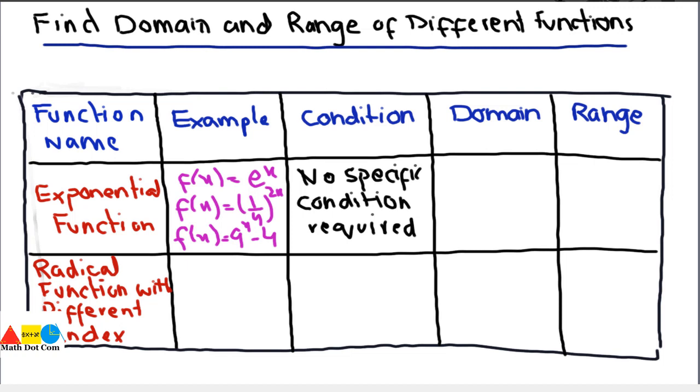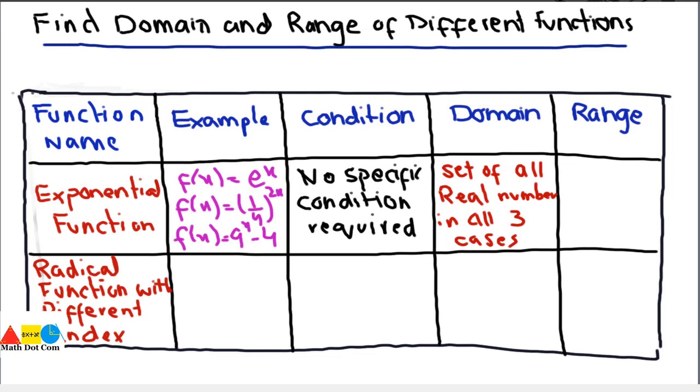So it doesn't matter what the value of x will be. We can say that the domain will be the set of all real numbers in all the three cases. So in all these three cases we have the same domain, that is the set of all real numbers, as there is no restriction on the value of x.